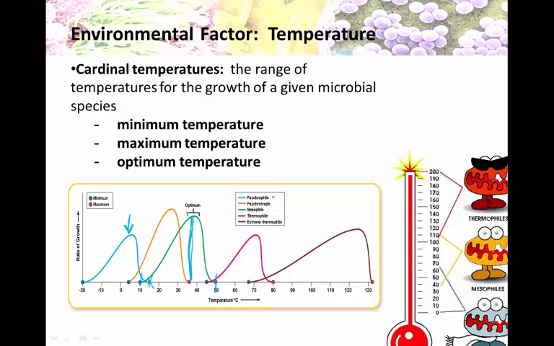If you said mesophile, you would be correct. We're at about 37 degrees Celsius. Their optimum, or the temperature at which they grow best, is going to be in that mesophilic range.